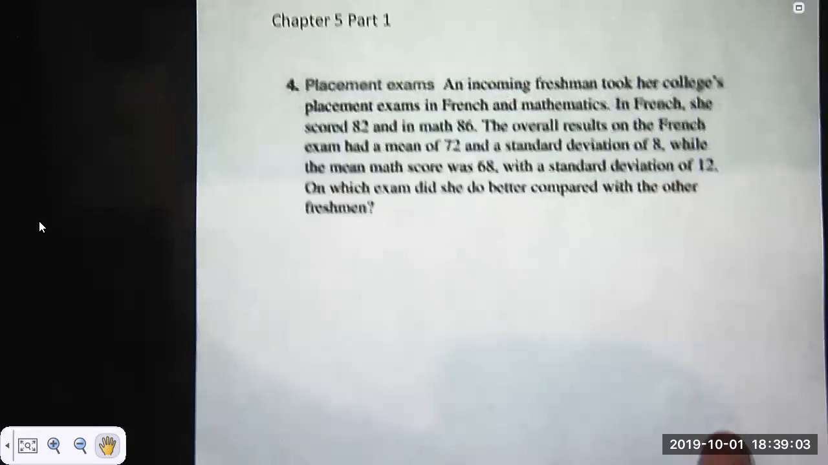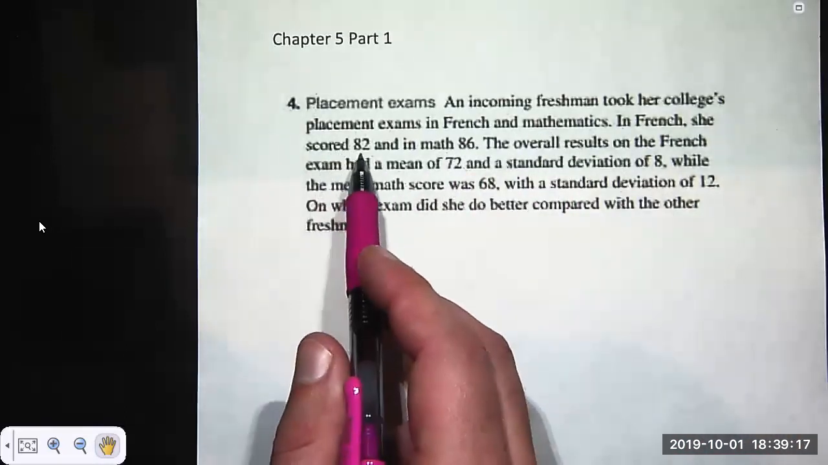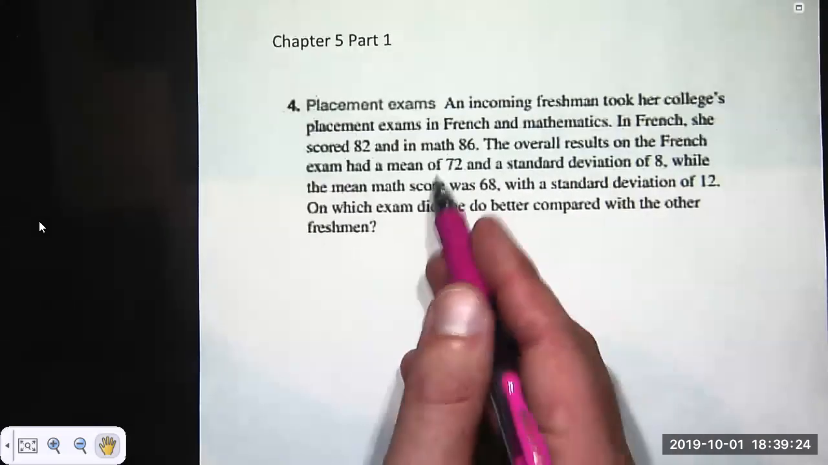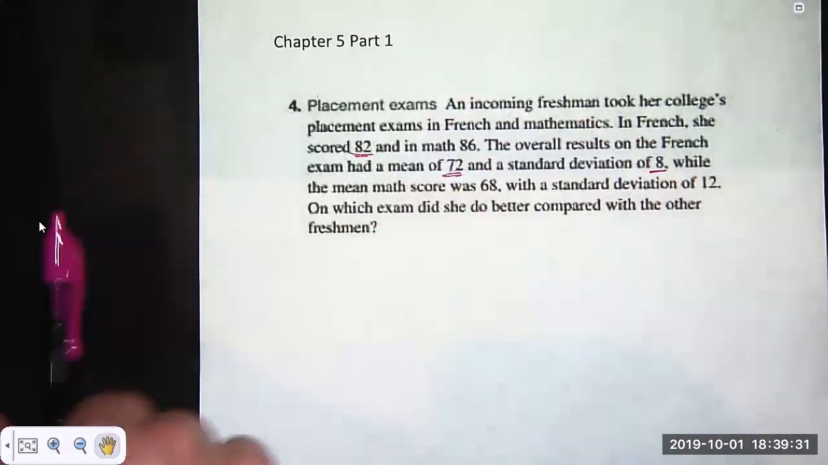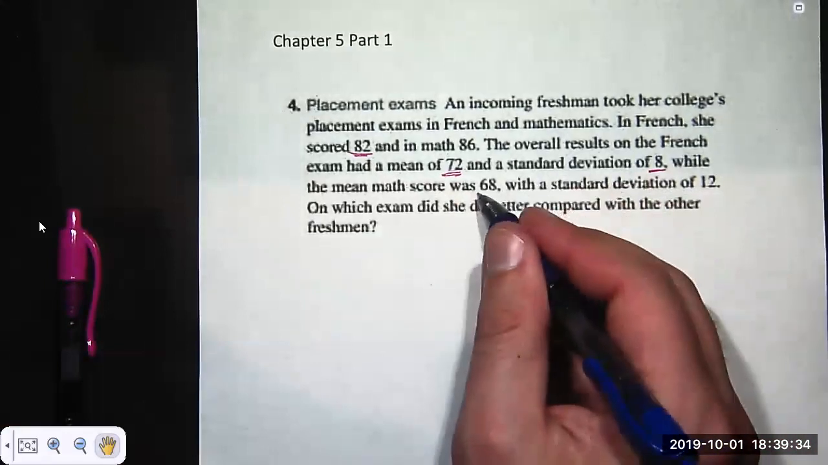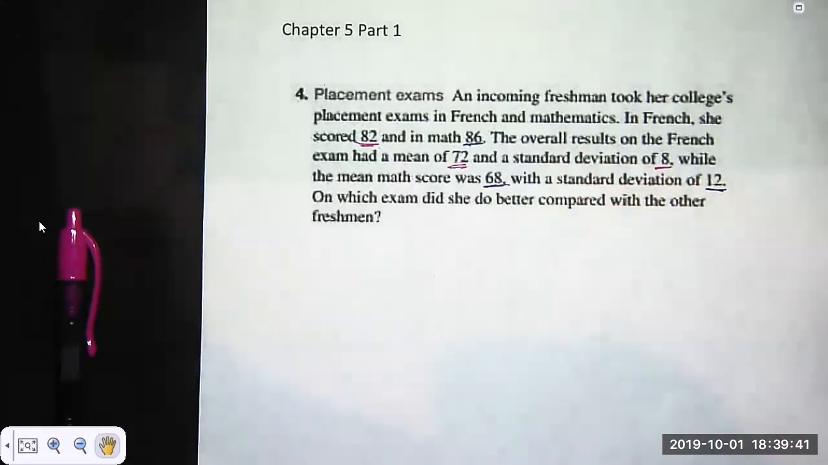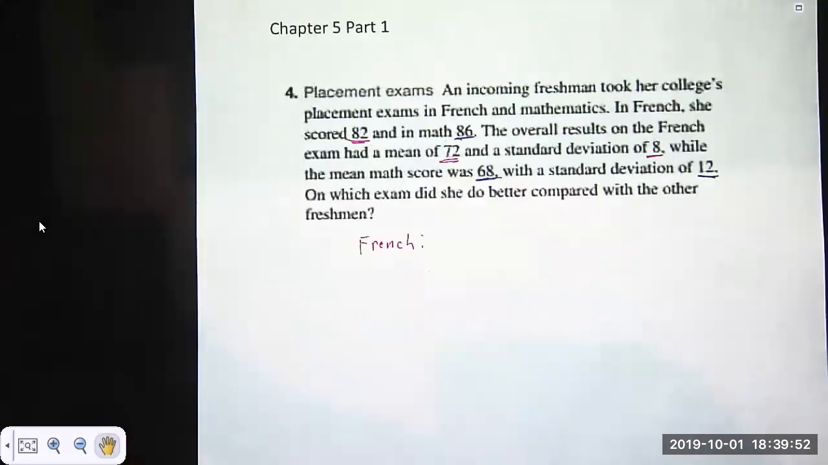Chapter 5, Part 1. This one's a z-scores one, and we've got French and mathematics. In French, she scored 82, and in math, 86. And then we had a mean of 72 and a standard deviation of 8 for the French. For the math, she had a mean of 68, a standard deviation of 12, and an observed of 86. All right. So on which exam did she do better? We just need to find the z-scores.